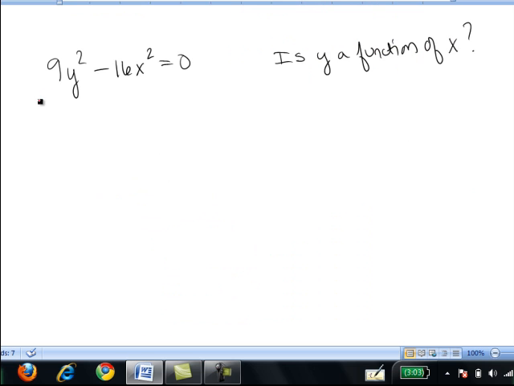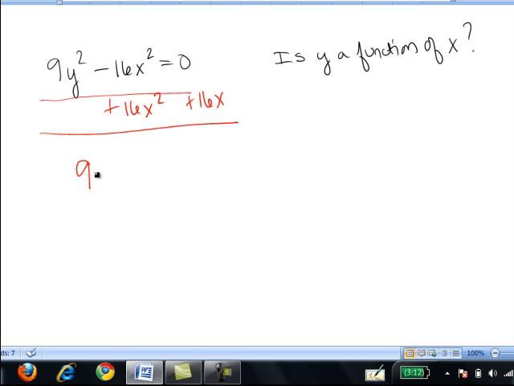In this formula, if I want to determine if y is a function of x, I'm going to try to solve the equation for y. If I have a unique answer, y equals one thing, then I know y is a function of x. If I get more than one answer, then I know y is not a function of x. All right, so I'm going to go ahead and solve this equation for y. I'm going to add 16x squared on both sides.